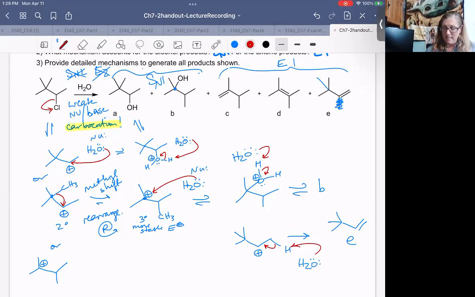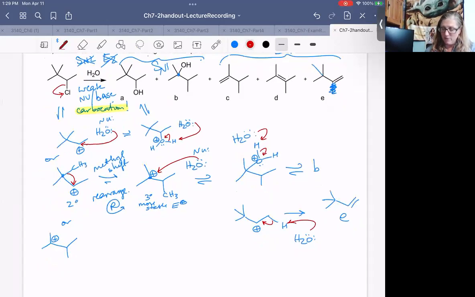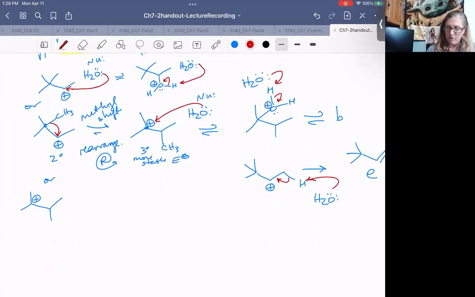Okay, but C and D both come from the tertiary carbocation. So why can I get two different alkenes here? Because I can use this as my beta proton, or I can use this as my beta proton. Those would give my two different alkenes. So product C uses the proton on the end here. And so again, water as my base, two curved arrows for every proton transfer. Right there. So that is product C.